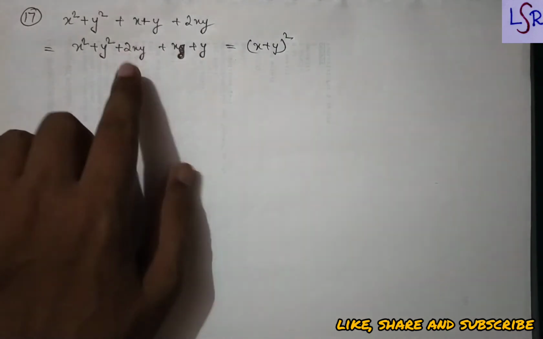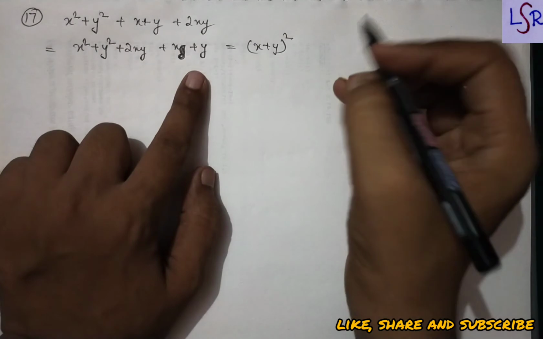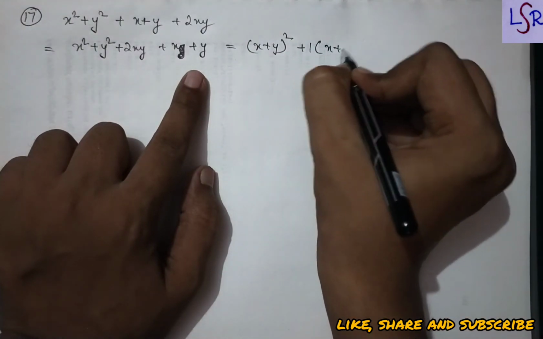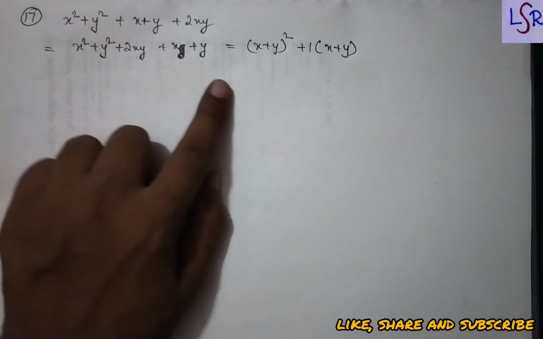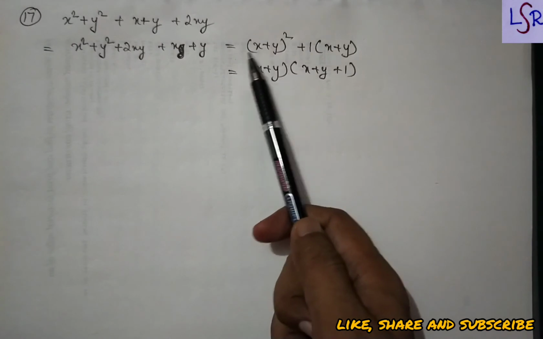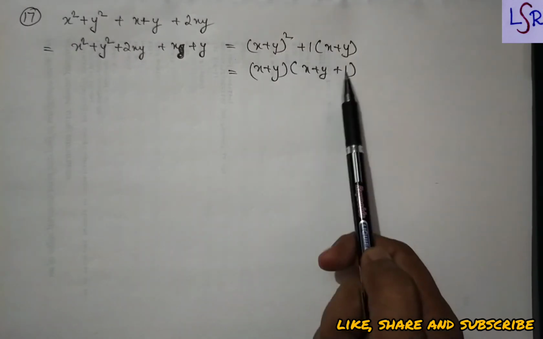And now from these two, we can take one common and we can write this as 1 times x plus y. Now from these two we can see the bracket is common and we can take x plus y as common, and we'll be left with one bracket, that is x plus y, and then plus 1 from here.